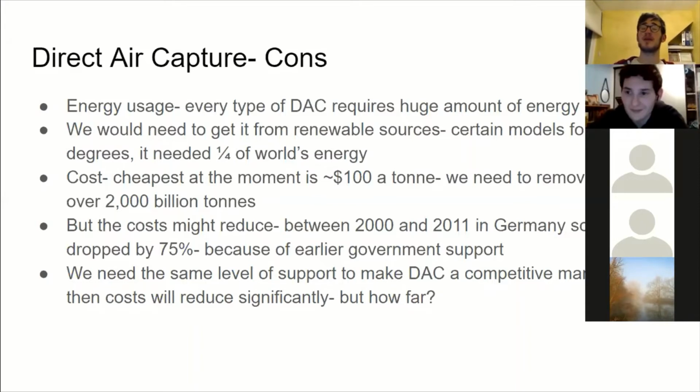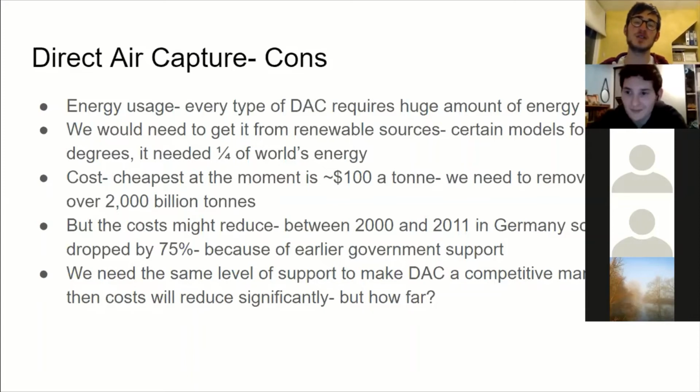Another key problem with direct air capture is its cost. At the moment, its cheapest is about $100 per ton of CO2. We need to be removing 2,000 billion tons of CO2 in total. So there's obviously cost problems. I'm not saying we need to do all of that with direct air capture, because I think we need a patchwork of different solutions all working together. But the other thing to keep in mind when people raise costs is costs might reduce.